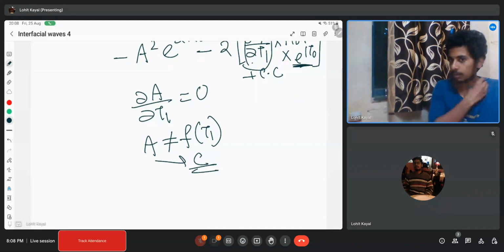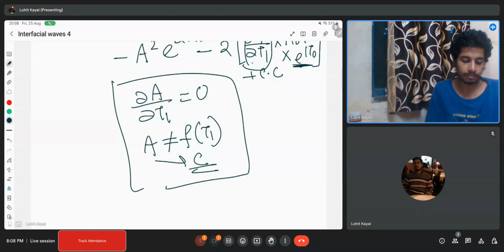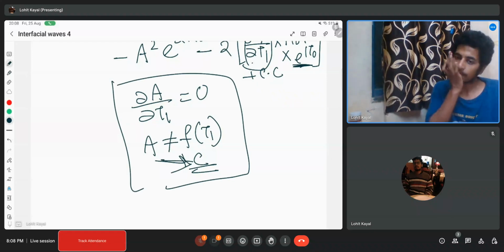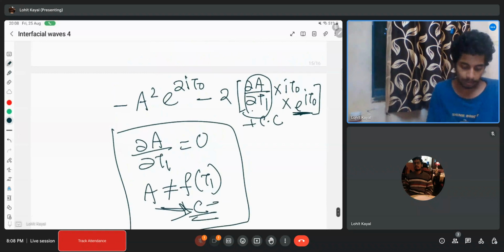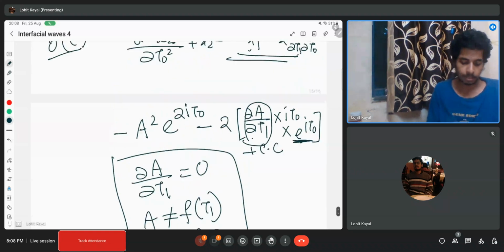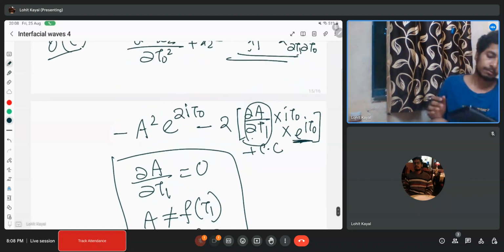A is not a function of t naught, we know that. But also here we find that a is not a function of t1 as well. So thus it means that a is just a constant. Okay, then we can find the solution. Okay, so a is just a constant, we can just simply find the solution.